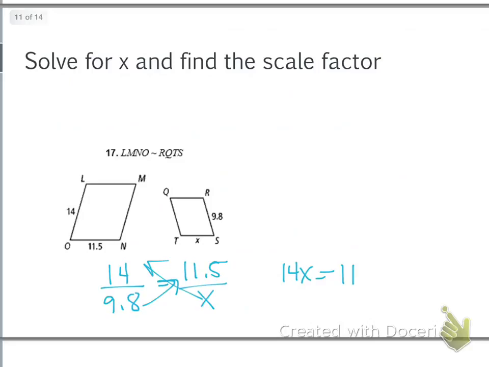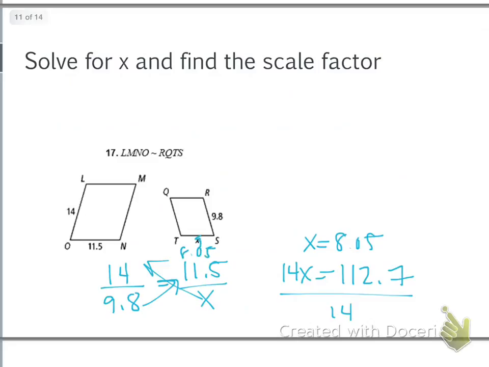gets me 112.7. Divide by 14. Okay, x is equal to 8.05, so I'm going to cross this little guy out and put 8.05.